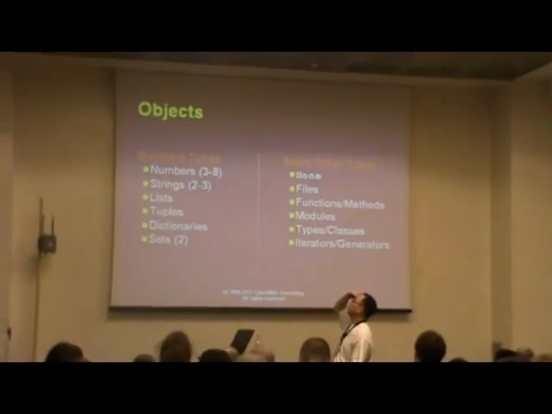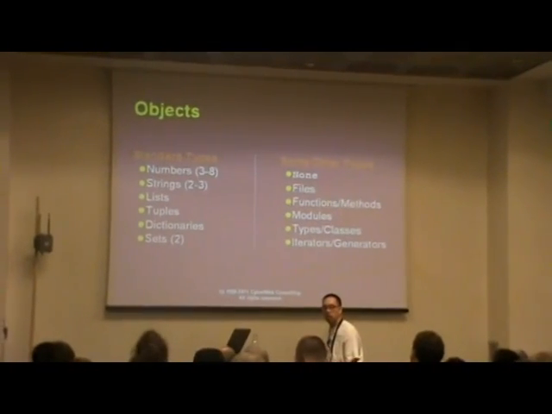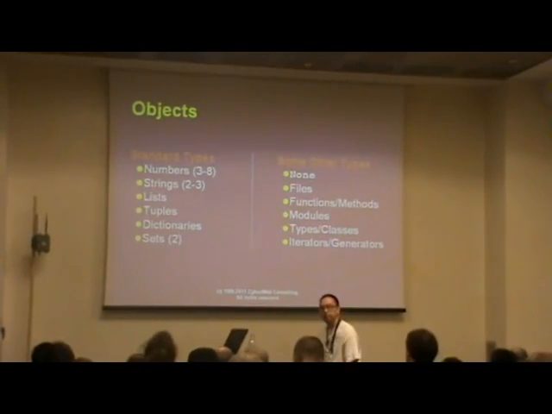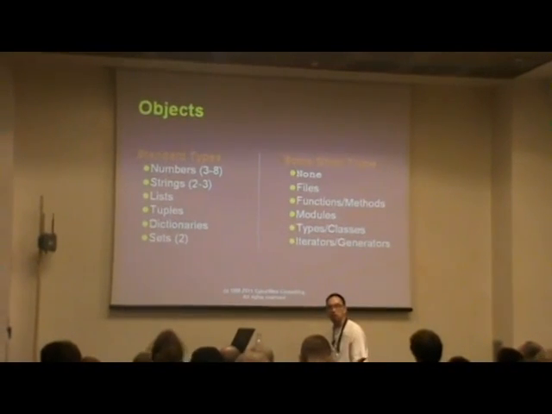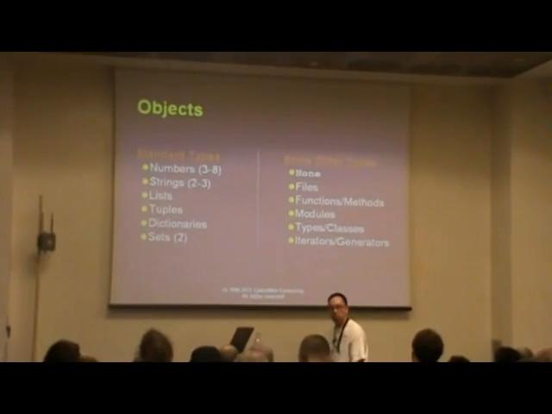Anyway, if somebody asked you, I'm trying to learn Python, how many numeric types does it have? You'd have to tell them, between 3 and 8. Okay, because there are... right? And how many string types do you have? 2 or 3.